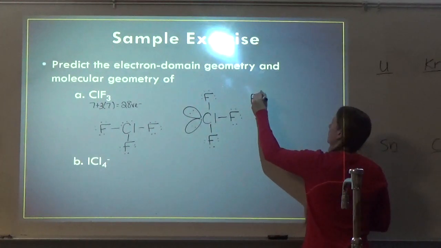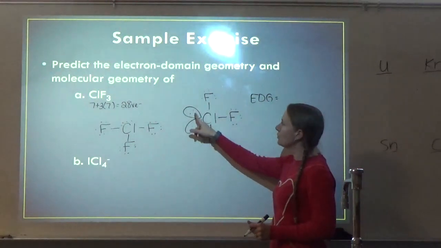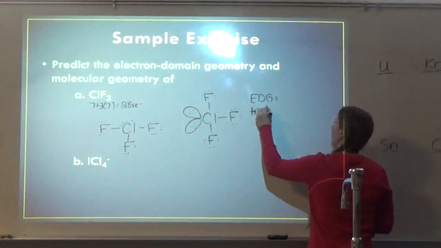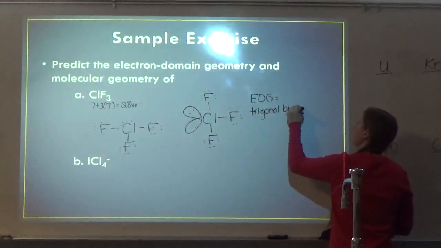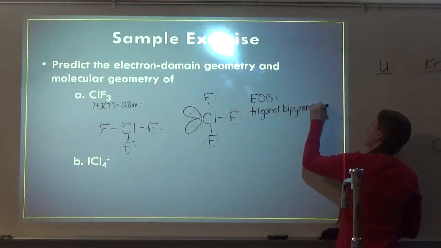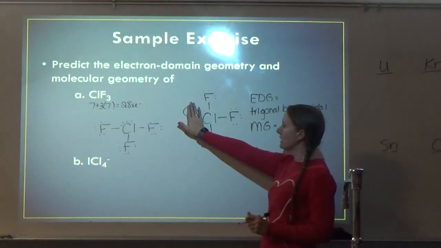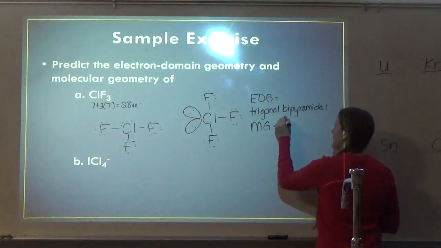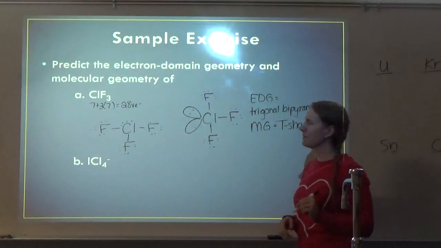So my electron domain geometry is just taking into the fact that there are 1, 2, 3, 4, 5 domains. 5 domains is trigonal bipyramidal. Remember, for electron domain, it doesn't matter whether they're bonding or non-bonding. But my molecular geometry is just based on this. So if I took these off, I can see that it has the shape of a T, so it's T-shaped. So hopefully you got that one right.